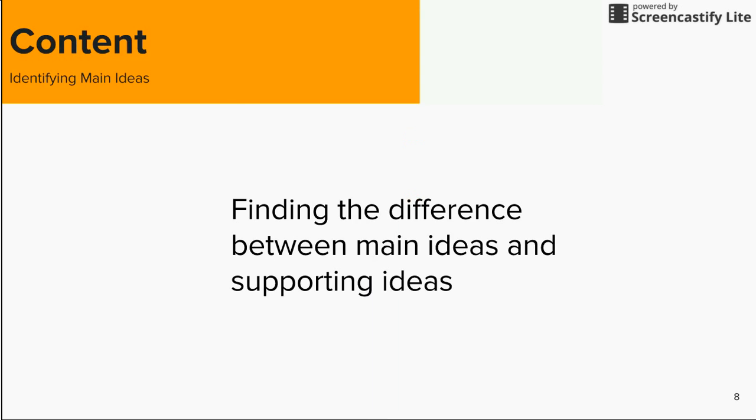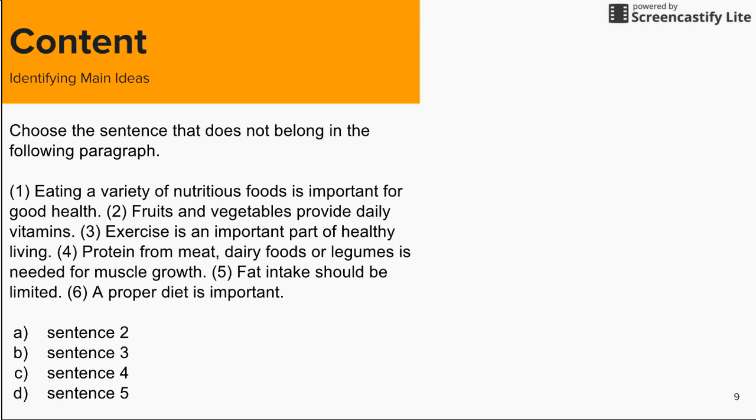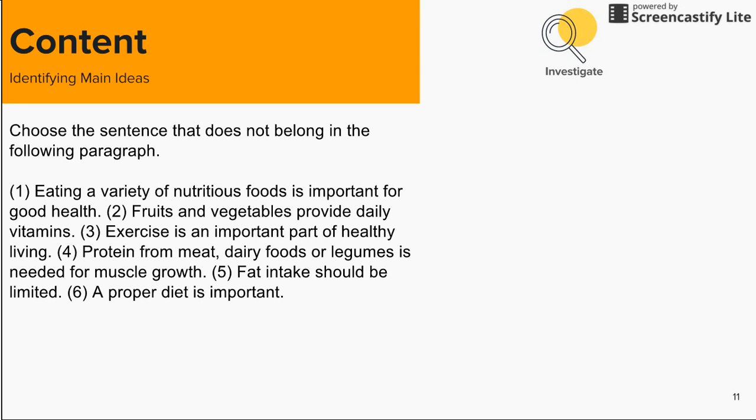First type of question is content, and it involves finding the difference between main ideas and supporting ideas. Here is a sample question, but before I start, I need to use my best practices. So I need to investigate the question. The first part of investigation is actually covering up the answers. Now ask yourself what is given and what is being asked for. Please read the question.